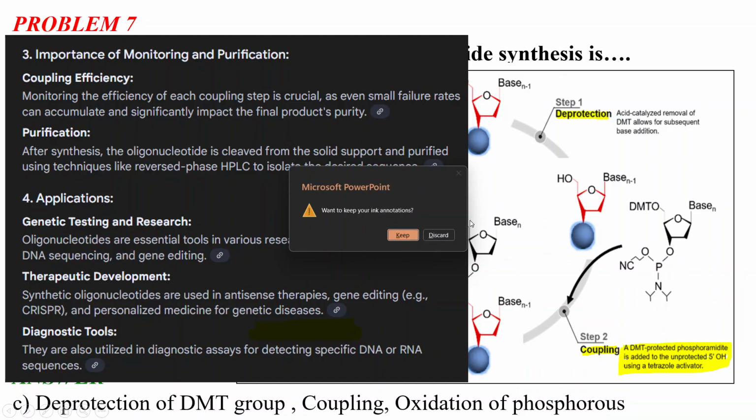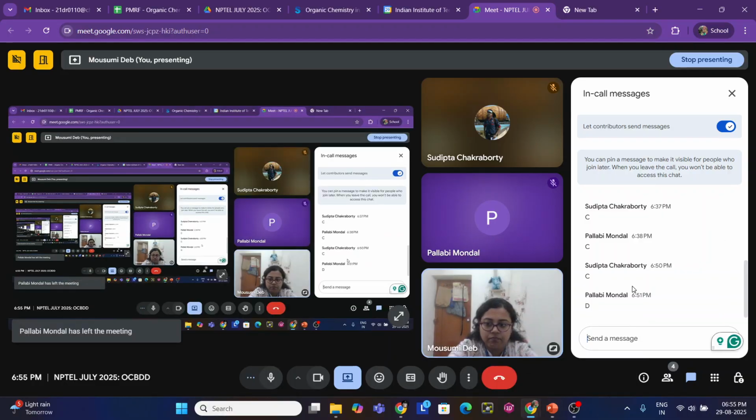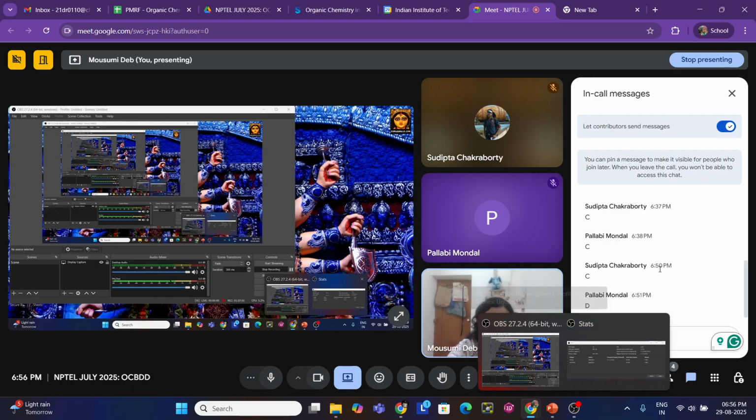So is it clear, or do I need to repeat it? I think it is clear. Otherwise, please let me know if it is not clear enough, and then I will repeat it.